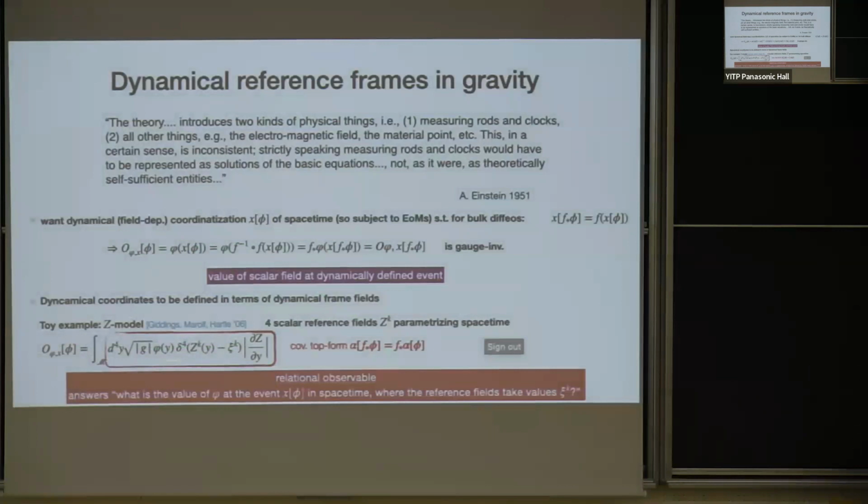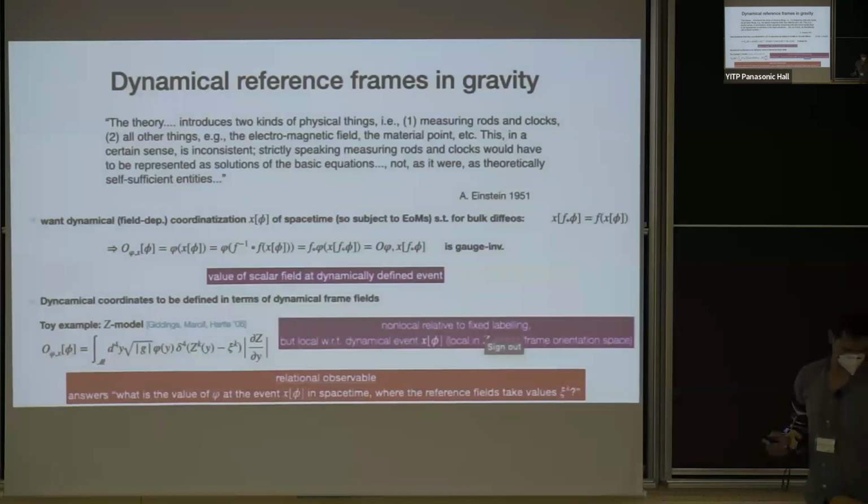And this is what you can call a relational observable. It answers the question, what's the value of the scalar field at the event x in spacetime where the reference fields take the value psi^k. Now, this object is non-local in a certain sense, but it's only non-local with respect to these fixed coordinates y. But it is local with respect to the dynamical event x(phi), right? So you can say it's local in Z space, or in this reference field space.